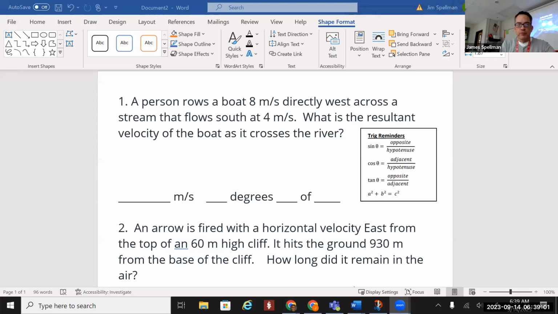All right, problem number one on this one. A person rows a boat, blah, blah, blah. We got a resultant velocity. That should be a key that we're using our trig functions. So let's draw it out.